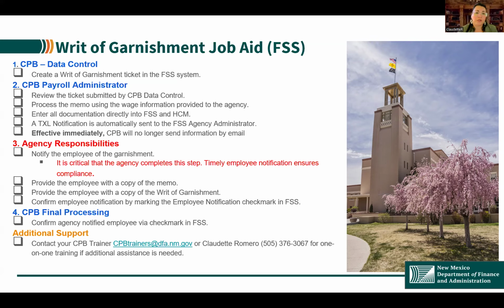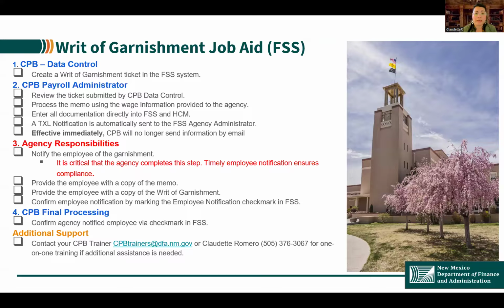Our next slide that we're going to go over is writ of garnishments. We have created a job aid to go over the writ of garnishment process. So everything that's going to be listed in blue is going to be a payroll function. So CPB data control, once we get notification that there's a writ of garnishment, they're going to create the writ of garnishment ticket in the FSS system.